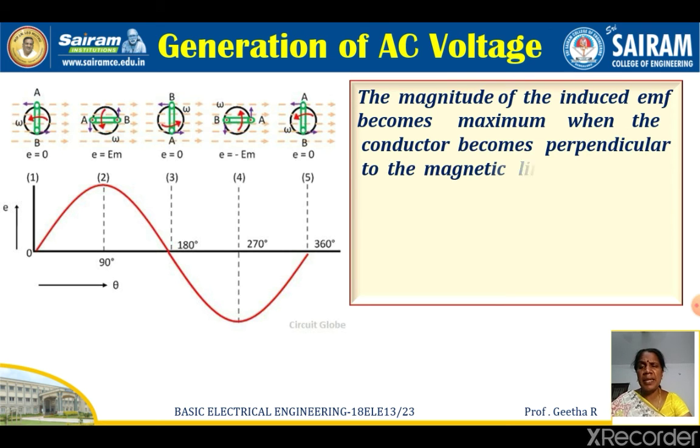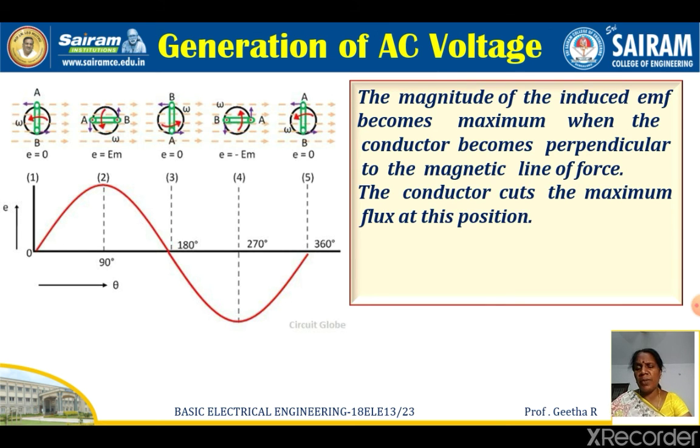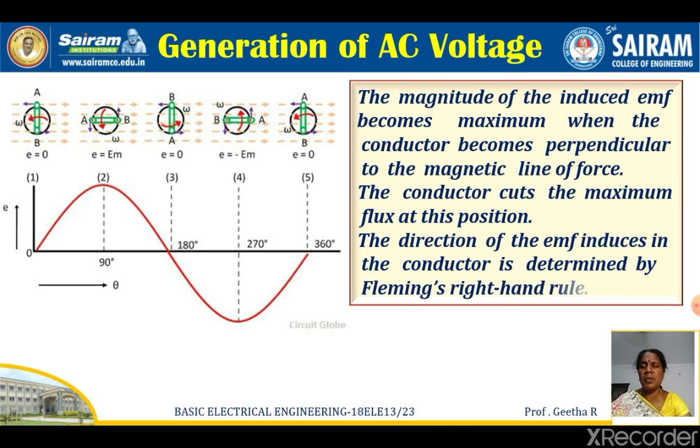The same is explained here. The magnitude of induced EMF becomes maximum when the conductor becomes perpendicular to the magnetic line of force, or I can say the velocity component becomes perpendicular to the magnetic line of force. The conductor cuts the maximum flux at this position. So when there is a maximum flux cut, there will be a maximum rate of change of flux, so the induced EMF is maximum at position 2, which is determined by Fleming's right hand rule.